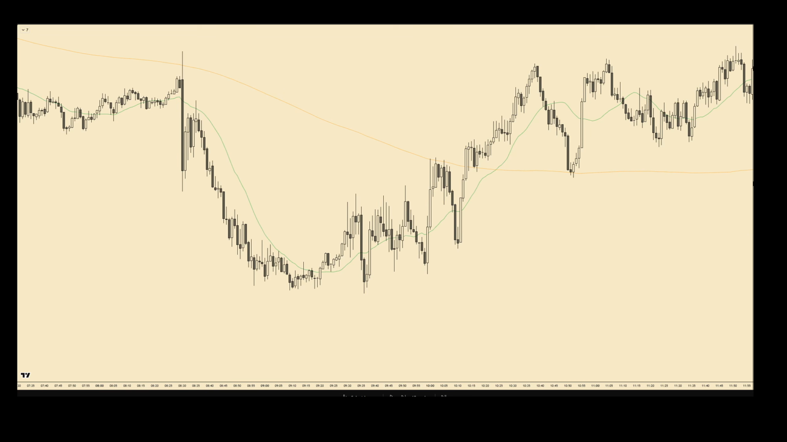And I didn't consider price closing below these simple moving averages as a break below. Because why?